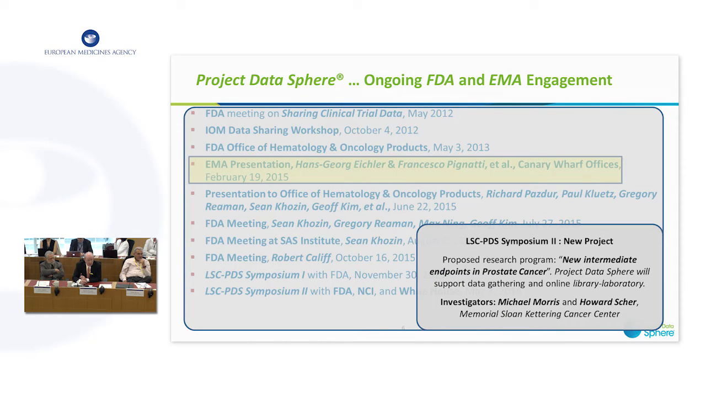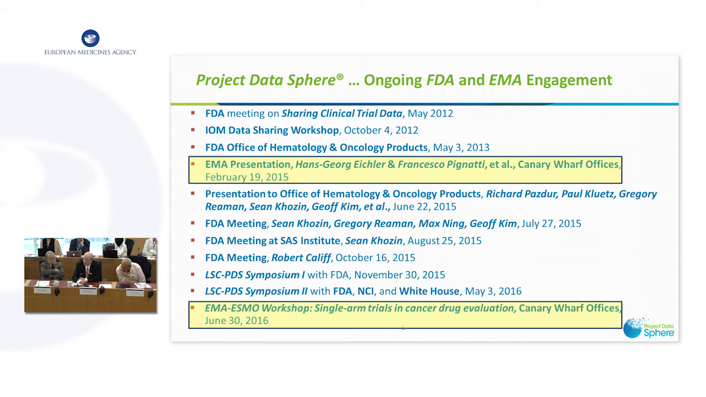And it was at that last meeting of the FDA, the NCI, and the White House where a new project actually was proposed. And so it is not just a progress report that each of these meetings has actually produced, but in this case, actually a new project, a proposed research program of new intermediate endpoints in prostate cancer that would be explored within Project Datasphere, provided by the data that is there supported. And there were 2 investigators, both of whom come from Memorial Sloan Kettering, Michael Morris and Howard Shear, that were at that meeting and are pledged now to actually pursue that project derived as a consequence, not only the meeting, but most importantly, the availability of these data. And so we arrive at today, the 30th of June. Be it known that it is not raining and it's not windy, and we're in here doing the work.